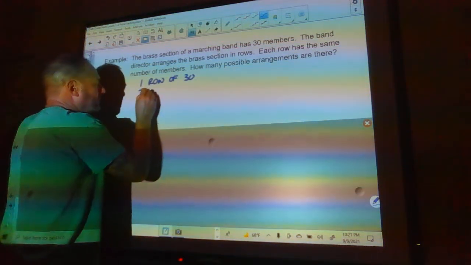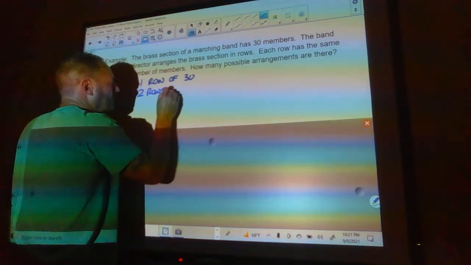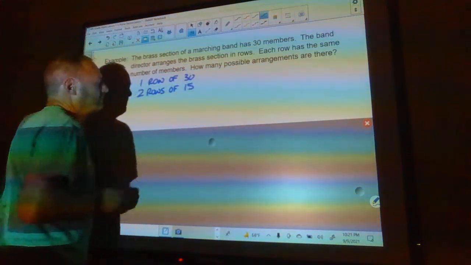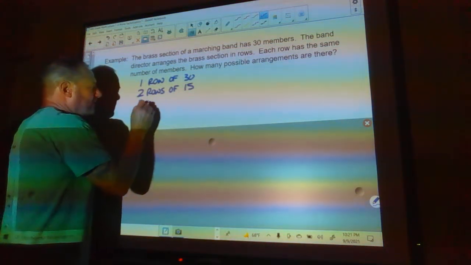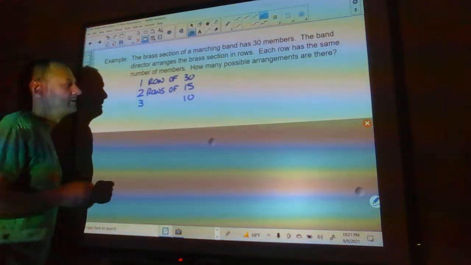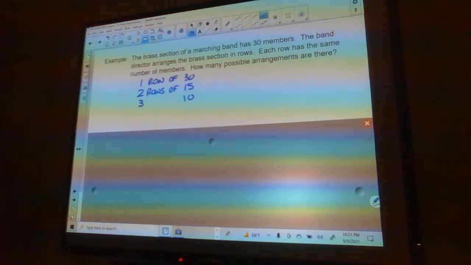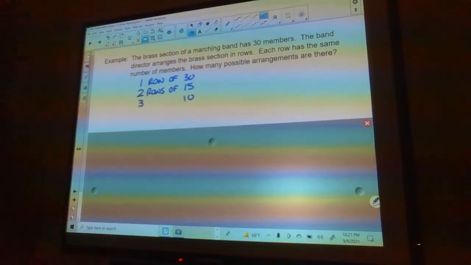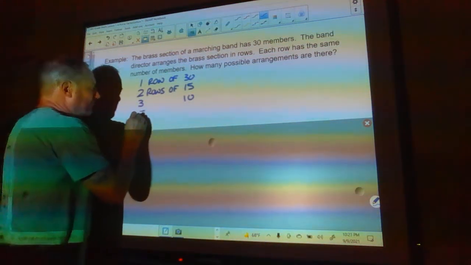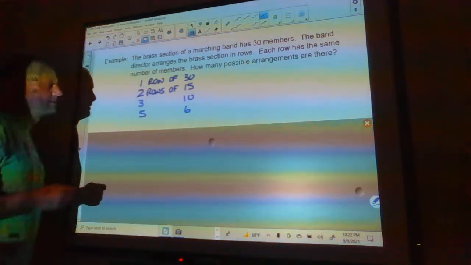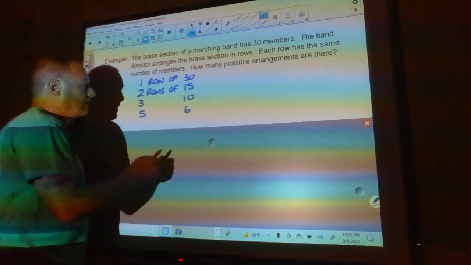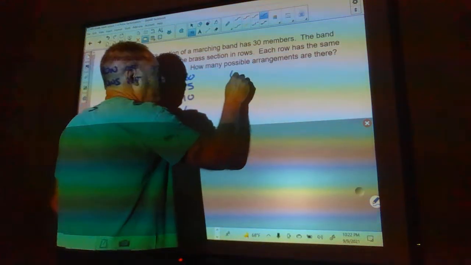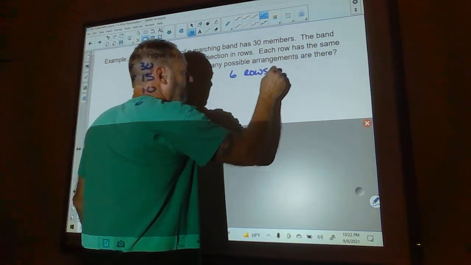I could do 2 rows of 15. I could do 3 rows of 10. Can't do 4 rows because I'd have leftovers. I could do 5 rows of 6. Now, you might say, well, you could also do 6 rows of 5.